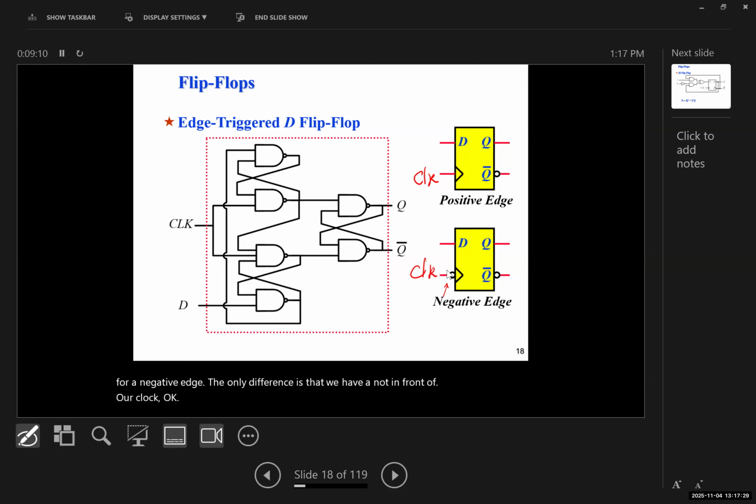So if in the exam we have a question, how many inputs does a D flip-flop have? We have the D input and the clock. And the outputs are obviously Q and Q prime.